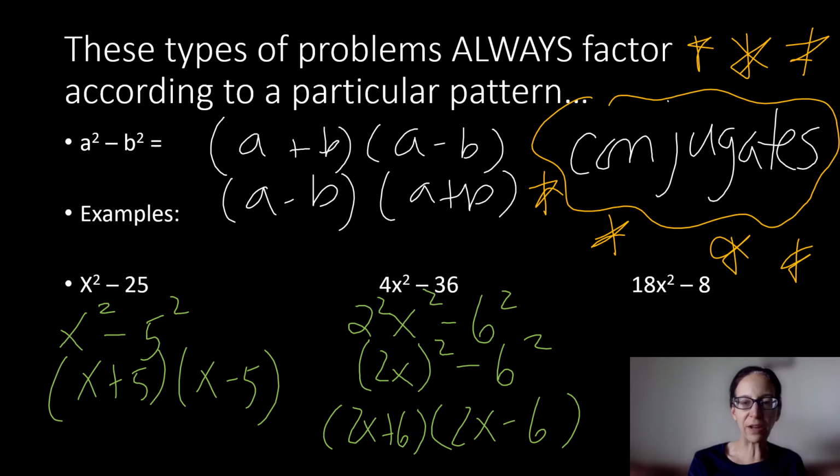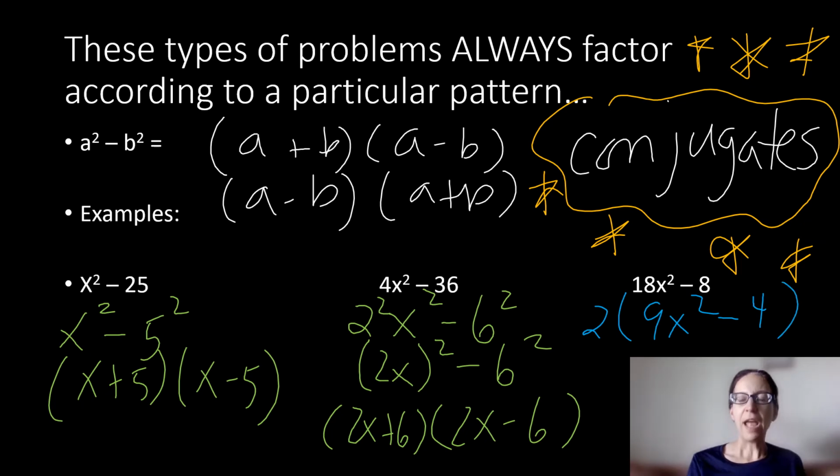But for now, let's factor out a 2. That's going to leave me with 9x squared minus 4. And then hopefully you recognize that 9 and 4 are perfect squares, and so that's going to factor according to our pattern. We would do 3x because 3 squared would give you the 9, and then we would do plus 2 because 2 squared gives you the 4, and then 3x minus 2.